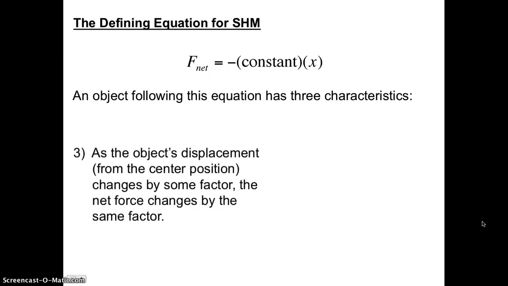Number three, when an object's displacement or position changes by some factor, some proportion, then the net force changes in the exact same way by the exact same factor. Here's an example. If our pendulum is over here, let's say it feels a net force of 10 newtons. If we cut the displacement in half, so that the pendulum is half as close to the center position, the net force is also cut in half, or divided by 2.